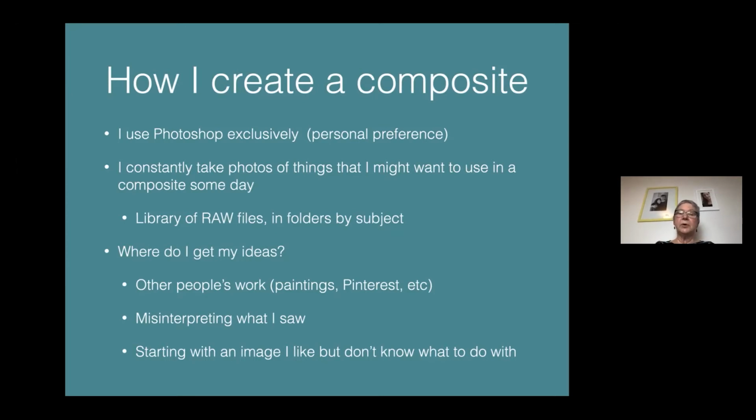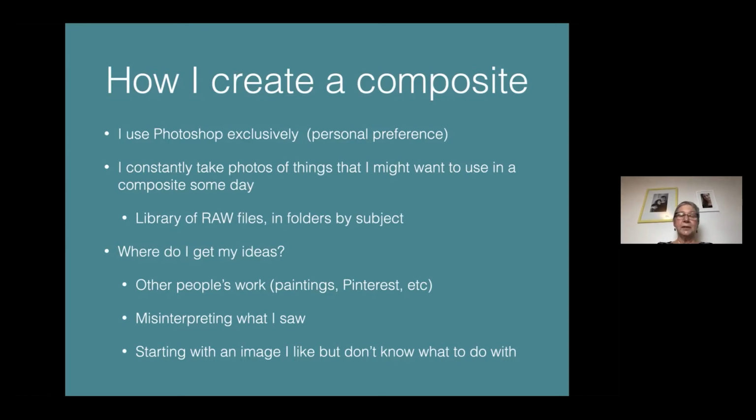I constantly take photos of things that I might want to use in a composite someday. So if I see a rabbit, I'll take a bunch of pictures of the rabbit, even though I know I'm not going to process any of them because they're not really that interesting as a standalone picture. But you never know when you might need a picture of a bunny, and whether you're going to need the bunny sitting up or running or turning away from you. So I just have this ton of photos arranged in folders by subject so that when I need to find a bunny, hopefully I have one and I don't have to go out looking for a bunny.